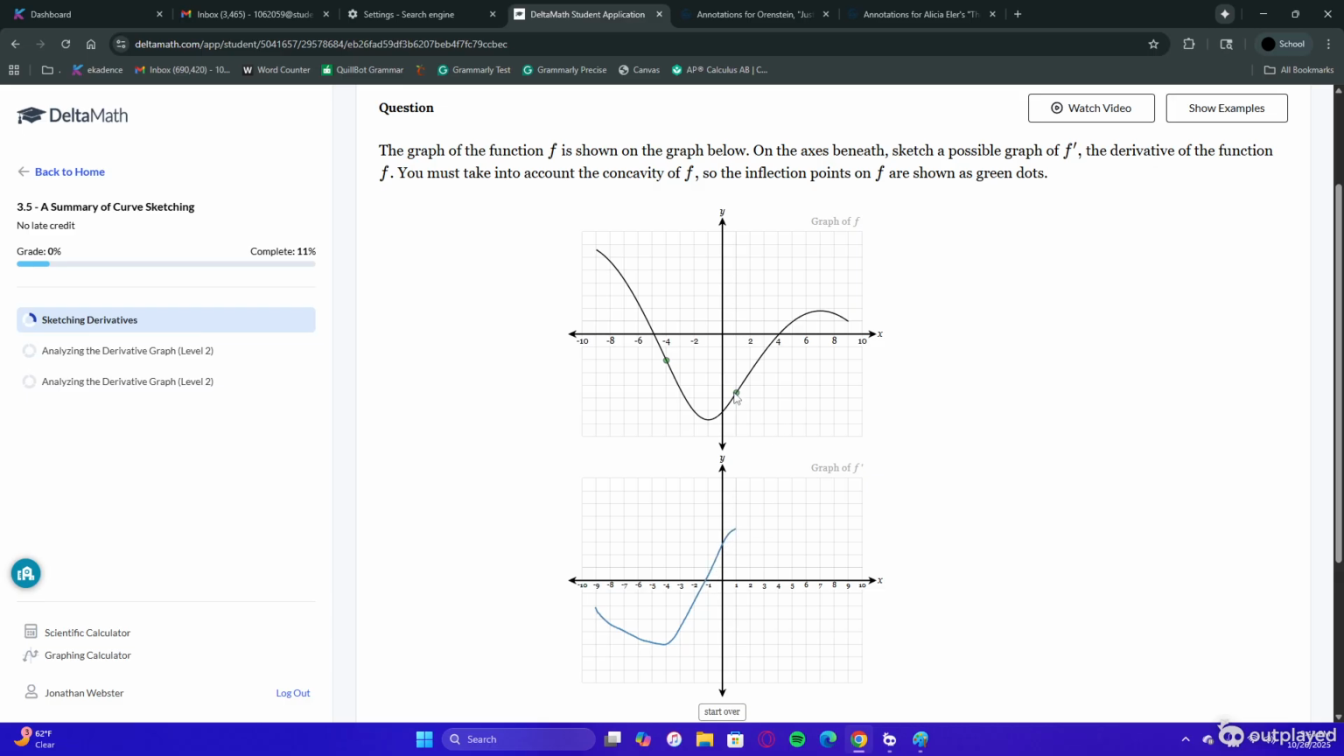Now from 1 to 9, f is concave down, so you know that f prime is going to be decreasing. And from 1 to 7, f is increasing, so f prime is going to be above 0. So from 1 to 7, it's both decreasing and above 0. Now from 7 to 9, f is concave down, but now it's decreasing, so we're going to be below 0 on f prime. So from 7 to 9, it's going to be decreasing and concave down.